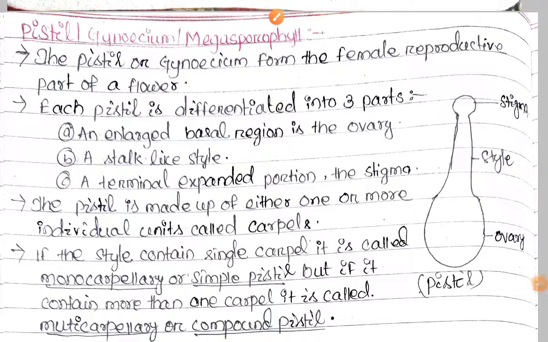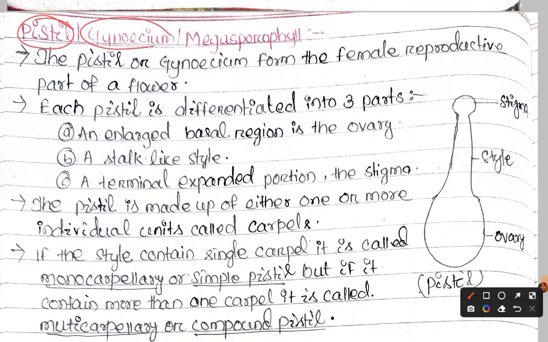In the previous video, we discussed all about the development of male gametophyte. So today we discuss the female reproductive organ, which is known as pistil or gynoecium, otherwise known as megasporophyll. The pistil or gynoecium is the female reproductive part of the flower.